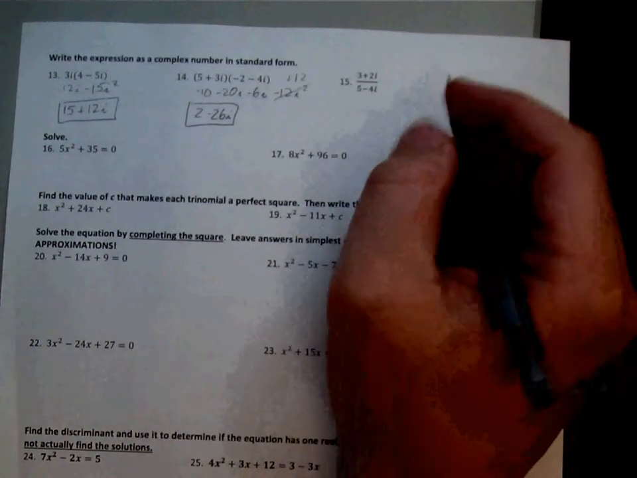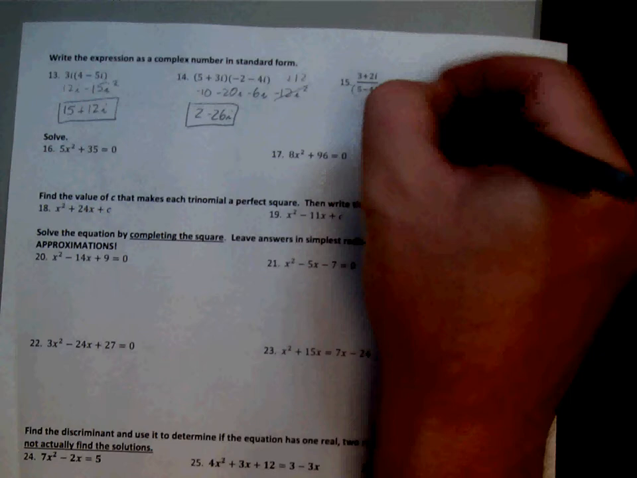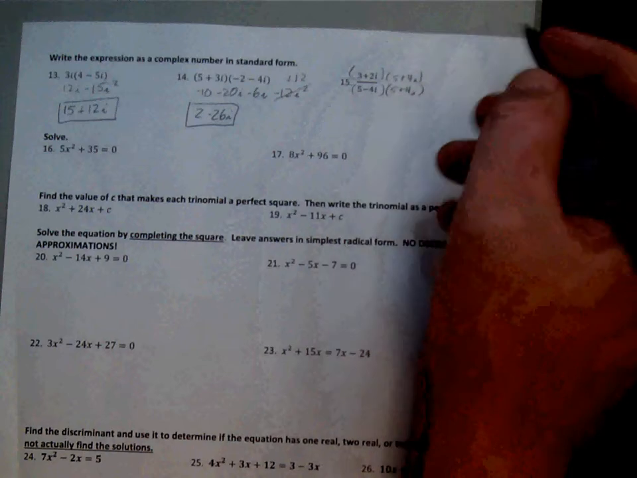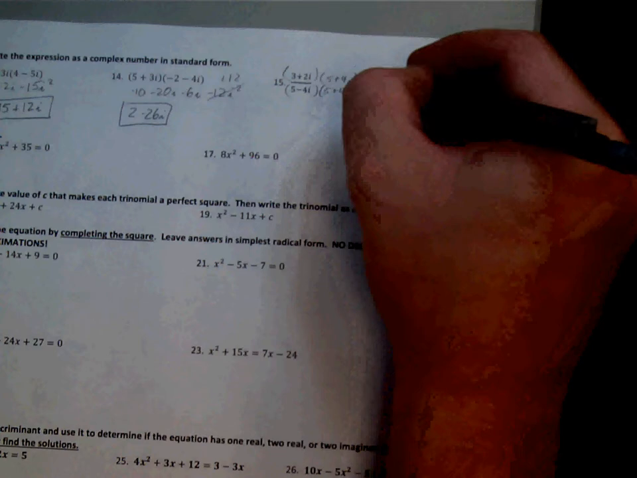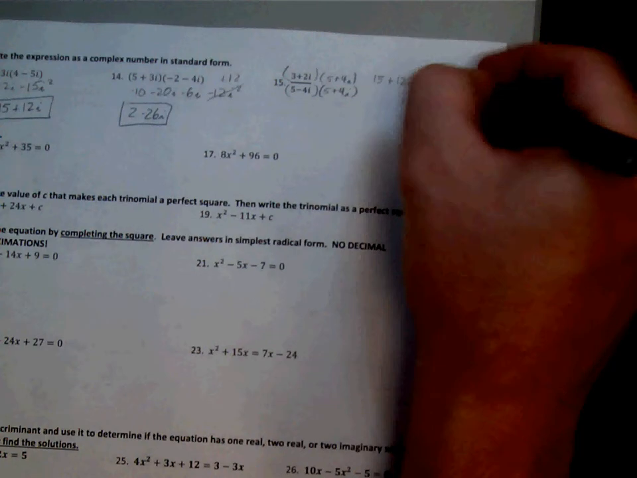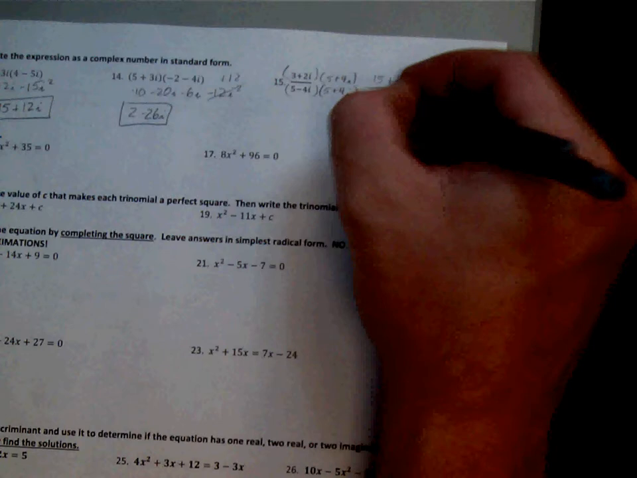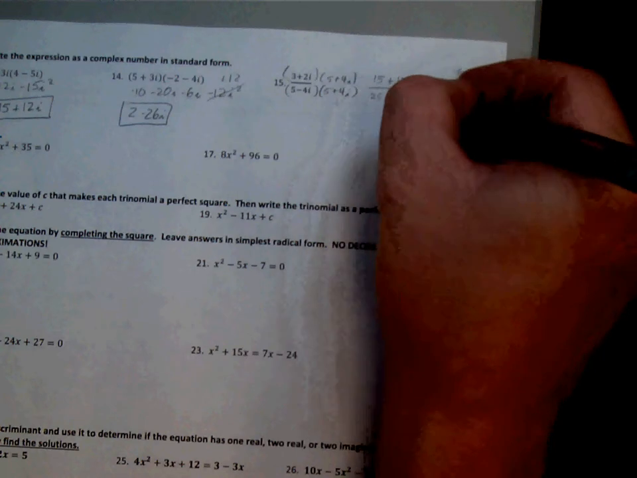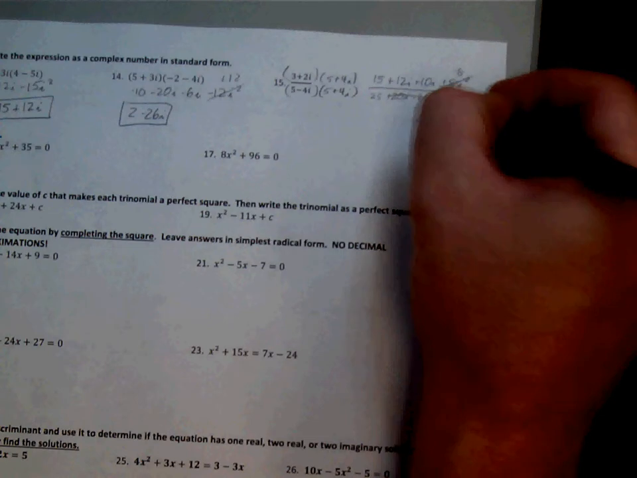On number 15, I've got to multiply by the complex conjugate. So I have 5 minus 4i in the denominator, so I'm going to multiply by 5 plus 4i, both to the top and the bottom. And I'll distribute in the top and in the bottom. I'll do the FOIL. So in the top, 15 plus 12i plus 10i plus 8i squared, but that's going to become a minus 8. In the bottom, 25 plus 20i minus 20i, so those will cancel. That's the goal of multiplying by the conjugate. Minus 16i squared, but that's going to become plus 16.